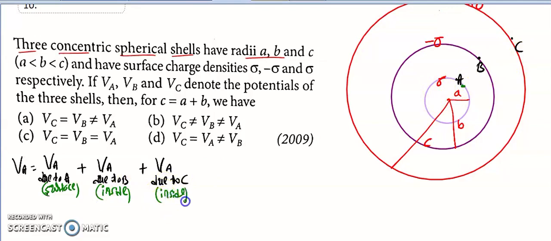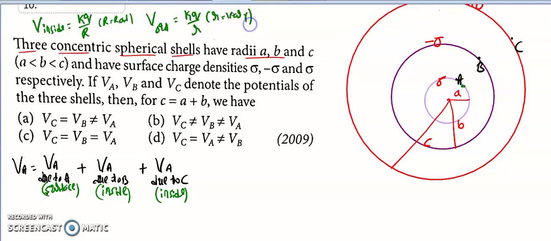Okay, so we know that formula. Potential inside is equal to KQ by R, where R is the radius. Potential outside is KQ by r, where r varies. This is the formula.